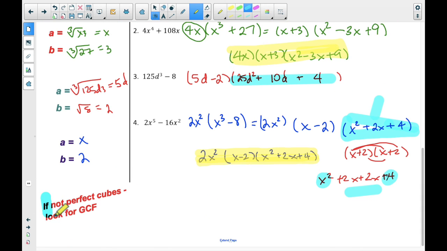And then the last thing I wrote in the margin over here, if you don't have perfect cubes, look for the GCF. Like 2 and 16, those are not perfect cubes. So I had to factor out a GCF. Okay, that is the sum and difference of cubes. Let's turn the page and we can do the U method on the back.